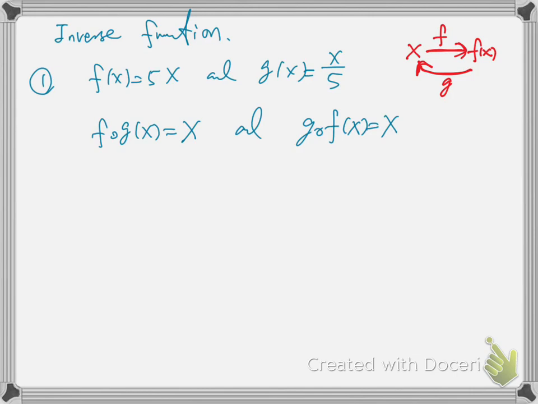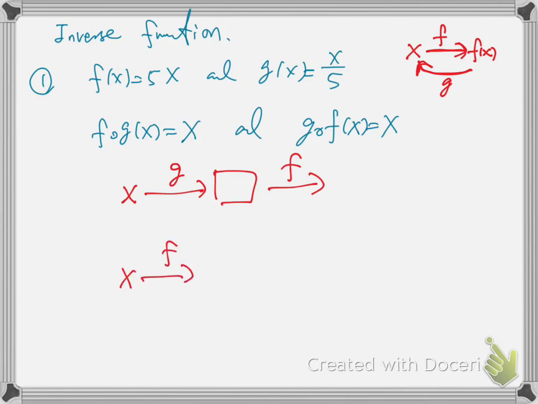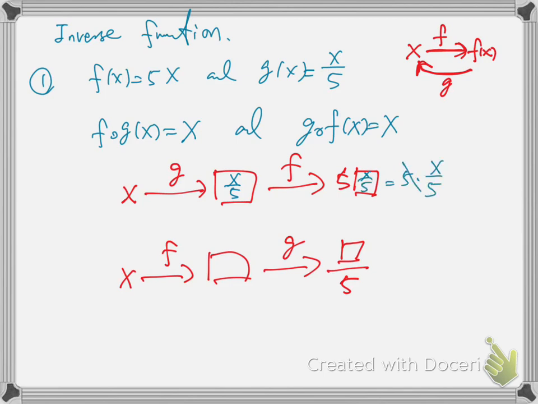Okay, so now let's use composition arrows to check whether we get x back. So start from x, you apply g and then you apply f, you want to get x, and the other one, you apply f and then you apply g, you want to get x. Okay, so now what does f do? F here is 5 times the box. What does g do? G is box over 5. So x first goes through g, we get x over 5, and then 5 times x over 5, the 5 cancels, we get x. So good.